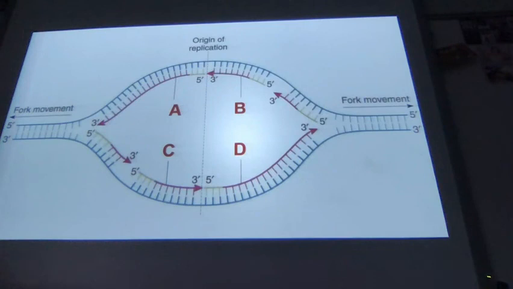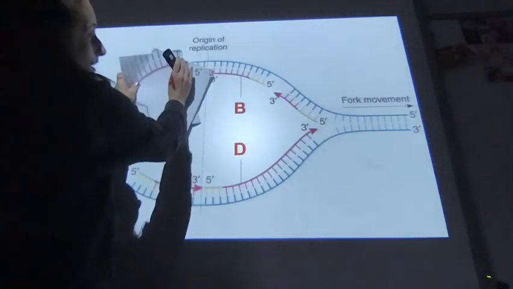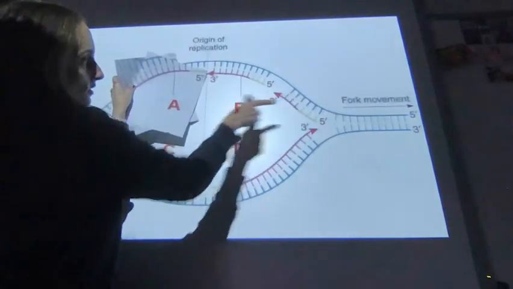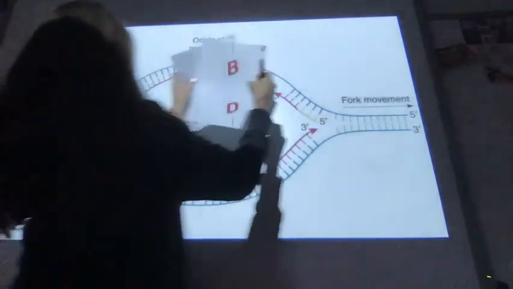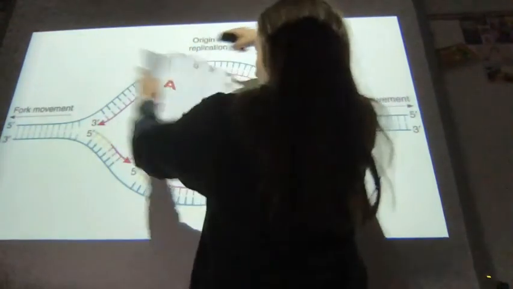Remember what I said to do if you get this? Grab your little Scantron and cover up half of it and ask, which one's the leading strand? If my fork is going that way, this one is. Then flip the side and ask, what's that one? It's that one. So it's A and D.